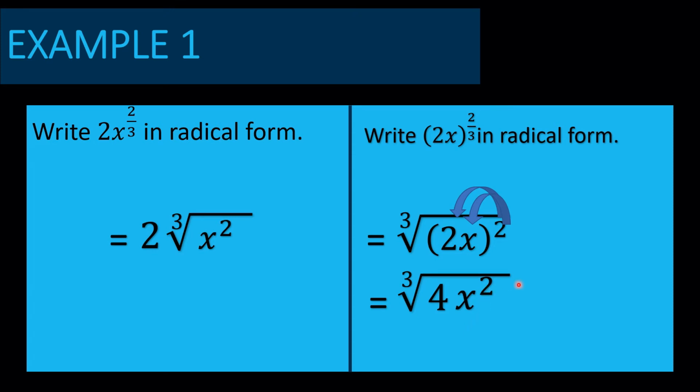And that's it. Next example, we just call it example 2, even though we have 2 examples earlier. Write the quantity of 5a cubed b squared raised to the power of 2/3 in radical form.